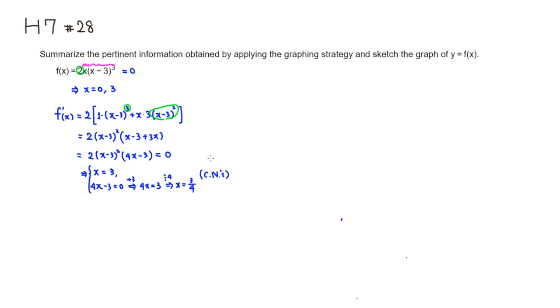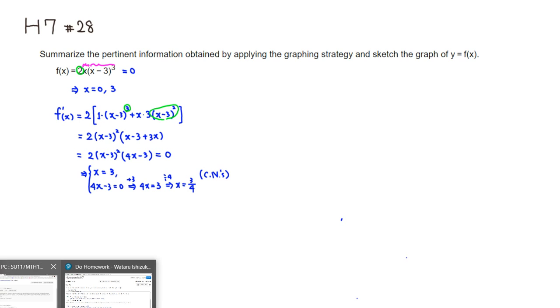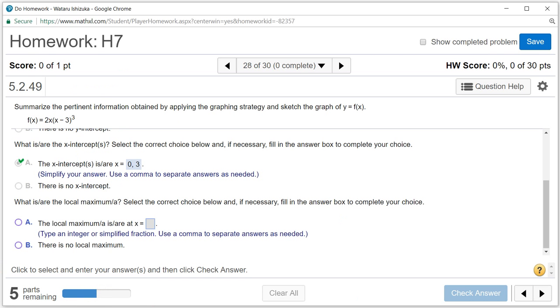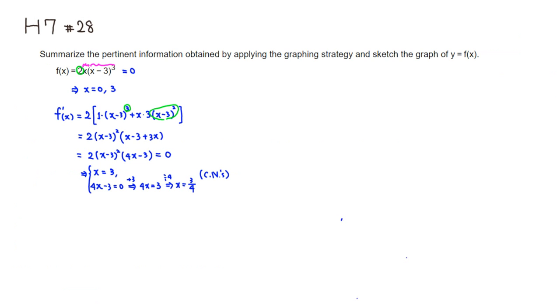We want to make sure whether we have a local maximum or local minimum. Let's read the question again. We're looking for the x value where the local max and local min are. It's going to be at 3 or 3 over 4. We don't know yet, so we have to make sure. We're going to do the number line here.